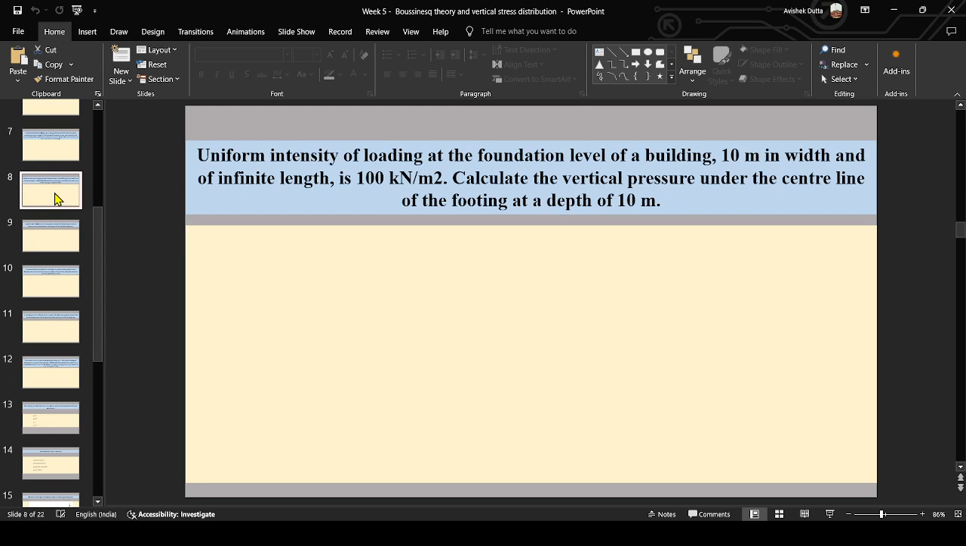So this chapter, this live session, discussion session is mainly composed of numericals and some multiple choice questions and others.